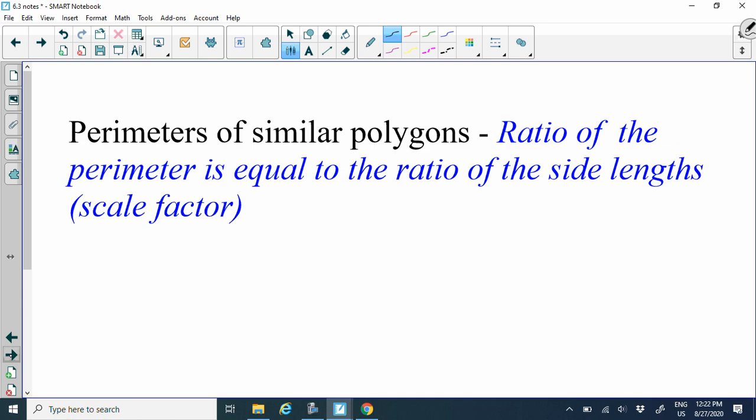Okay, our last thing, perimeters of similar polygons. Once again, pause the video and write down this definition. So perimeters of similar polygons just means the ratio of the perimeter is equal to the ratio of the side lengths, the scale factor. So basically you would just say the scale factor equals the perimeter of one polygon over the perimeter of the other polygon, okay? So you'll see that basically in our example 4 when we talk about the perimeters. So you will have to watch later on, and I'll refer back to this definition.